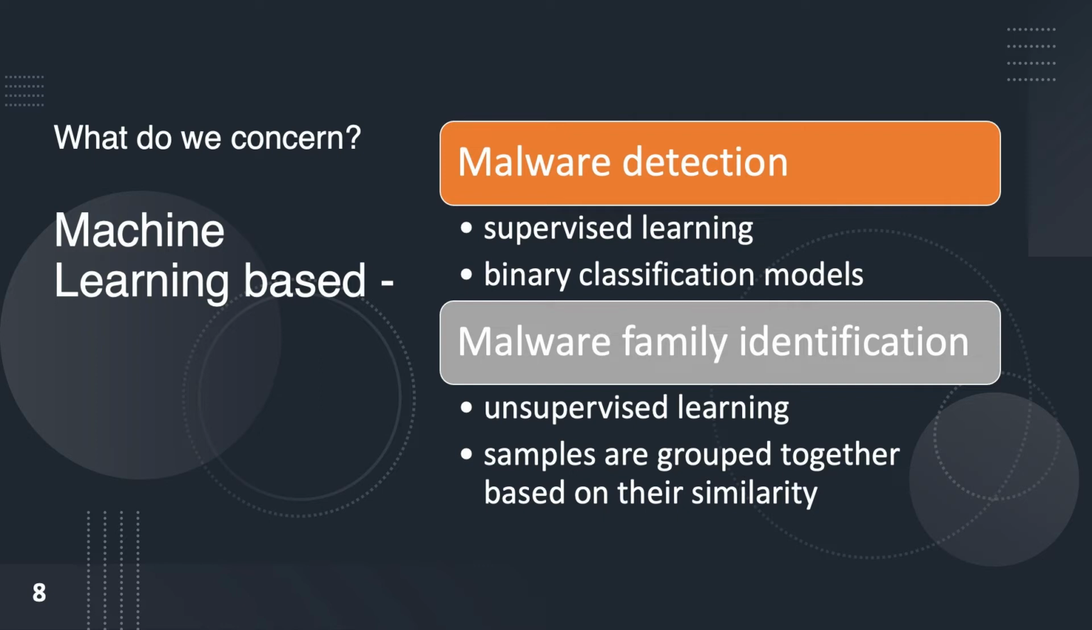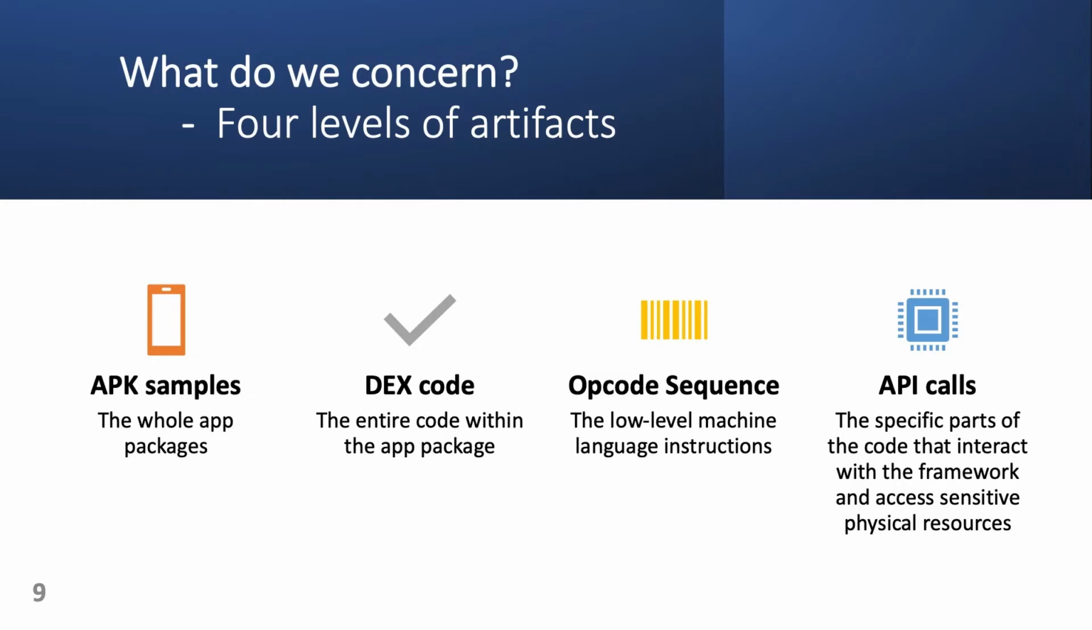In contrast, the problem of malware family identification is often modeled as an unsupervised learning scenario, that is, samples are grouped together based on their similarity. Since for the large majority of the machine learning-based approaches proposed for malware detection, feature engineering targets code artifacts, our study will thus focus on code-related samples.